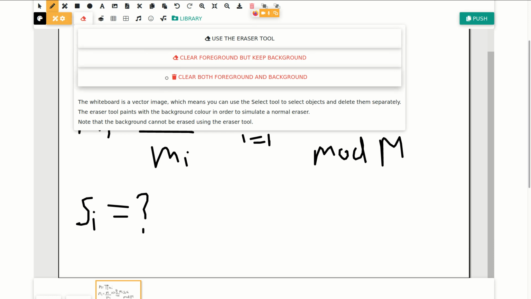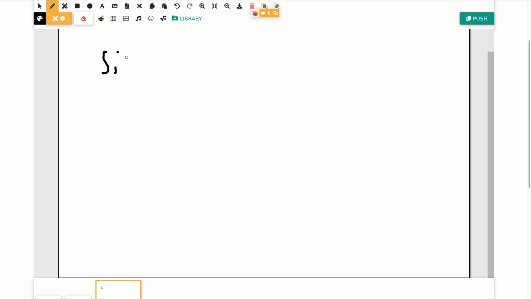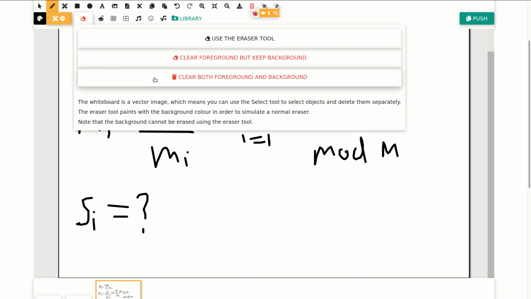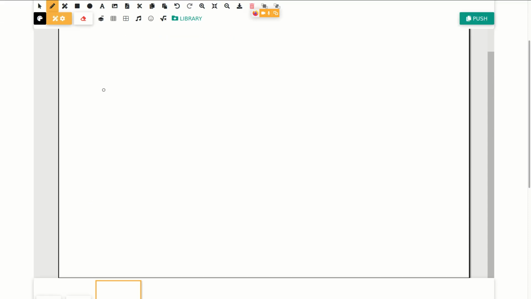So Si value is actually equal to the inverse. Excuse me, can you just show the previous screen again for a second? Okay, yeah. Should I move on? Yeah, thank you.